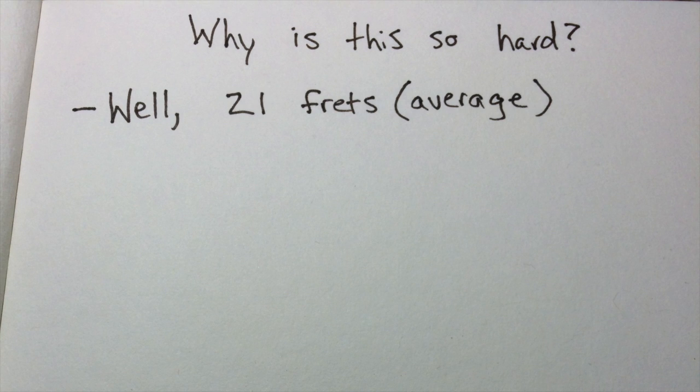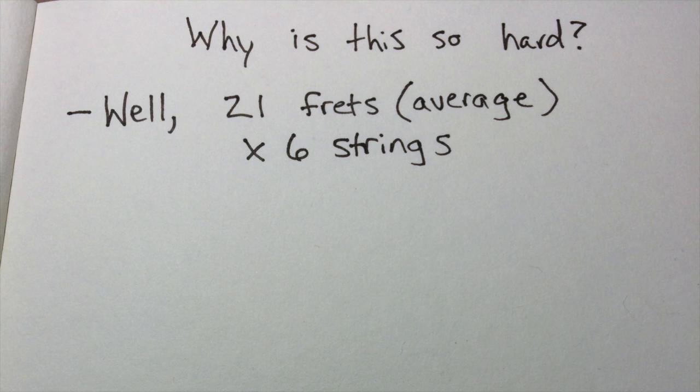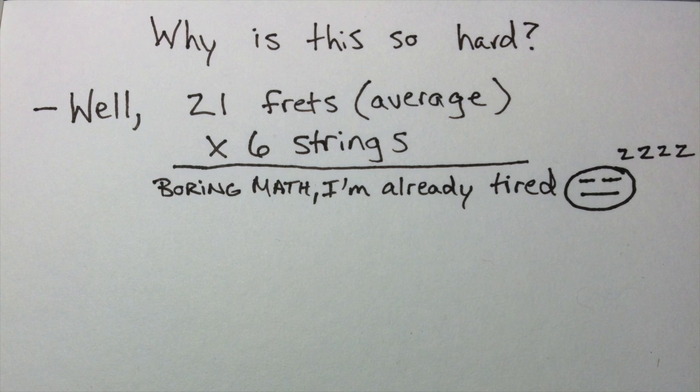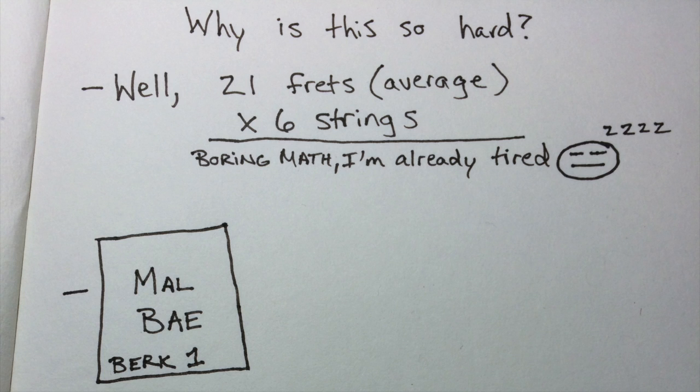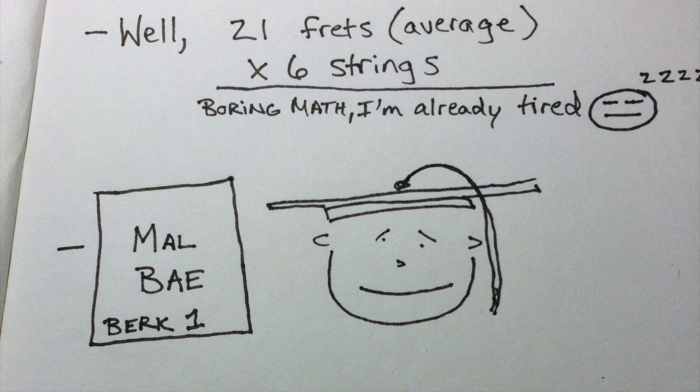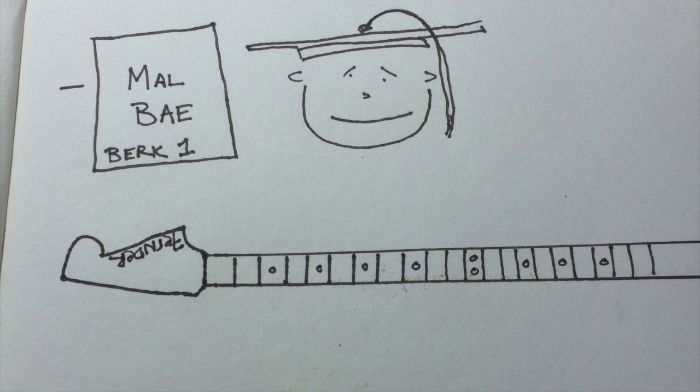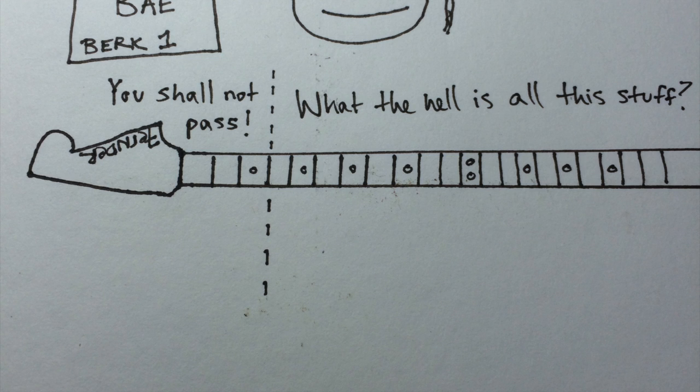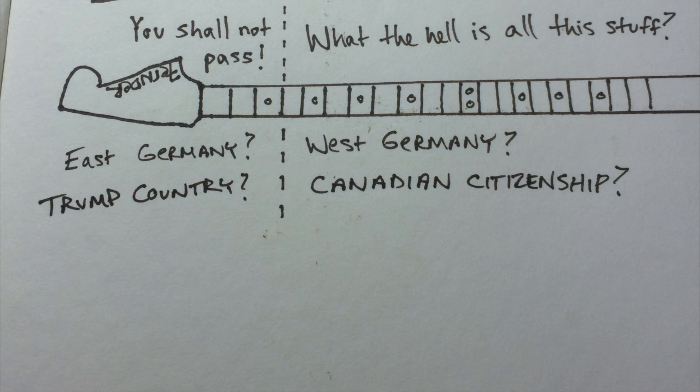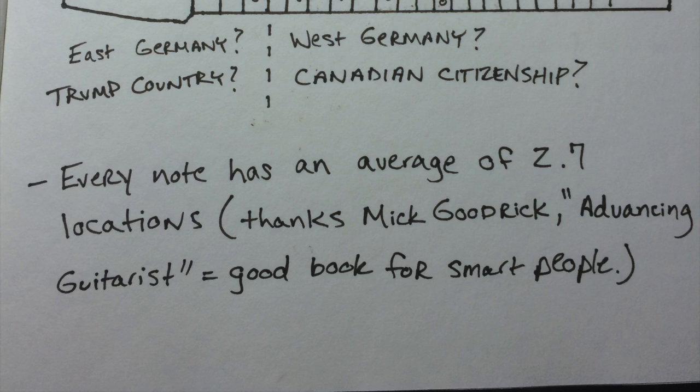Well, if you take 21 frets on average, multiply that by 6 strings, you get, I don't know, that's a lot of math. Maybe on your own, or even through the help of a teacher, you went out like a good student, bought Mel Bay Book 1, spent week after week learning the first 3 frets? That's it? And now you're telling me that every note has 2.7 locations?